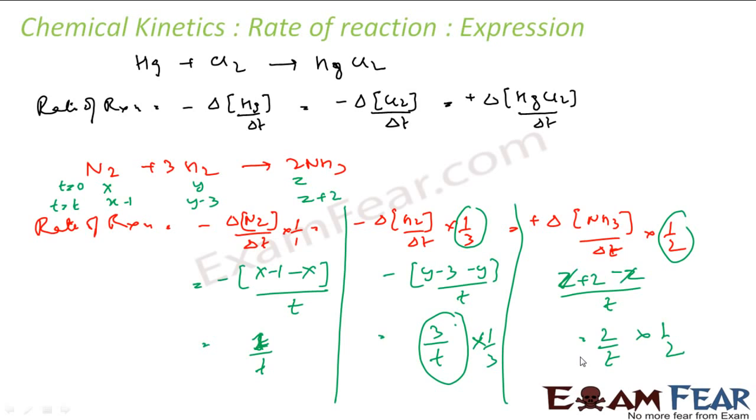See, for a gaseous reaction, it may not be moles per liter. We can denote the concentration using pressure, the partial pressure actually, the partial pressure of the reactant and product. Okay.